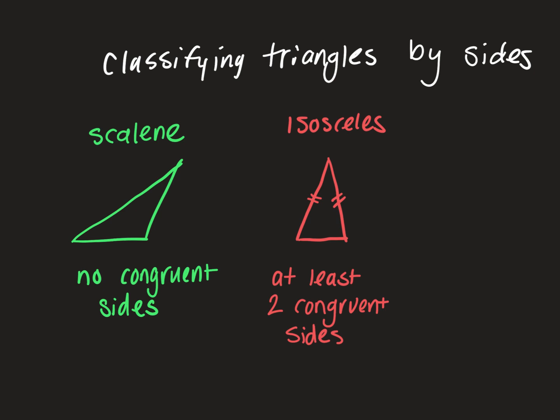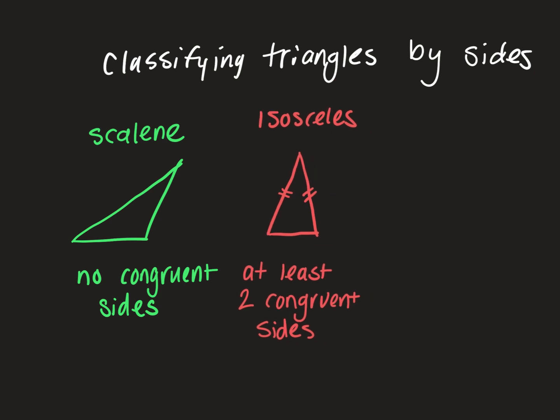All right, and then our last one is equilateral. Equilateral means that it has what? Three congruent sides.